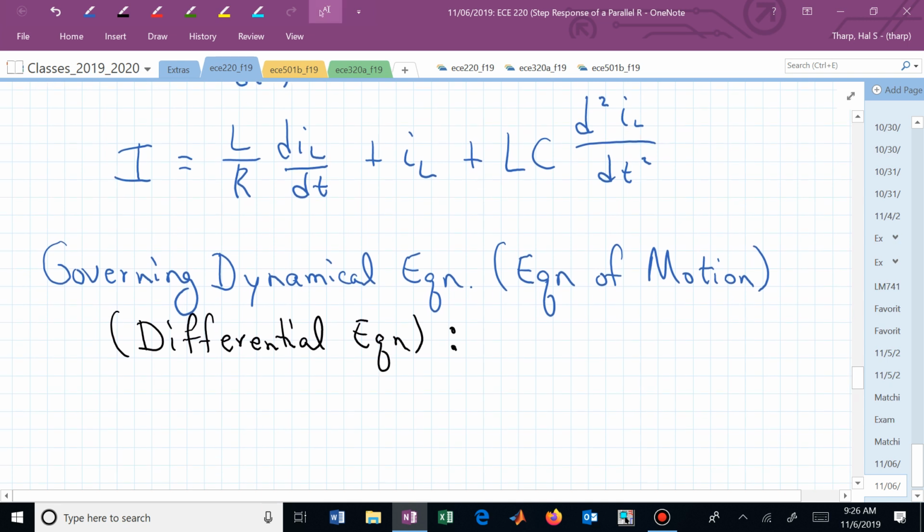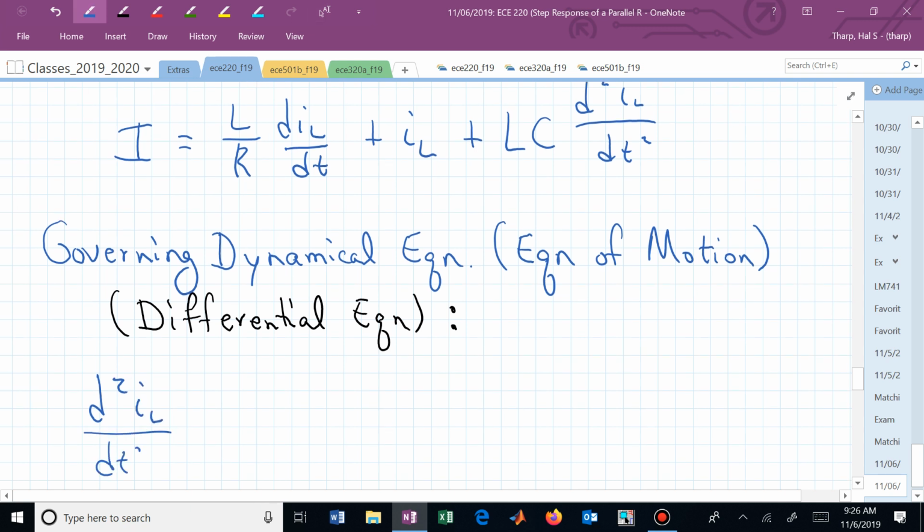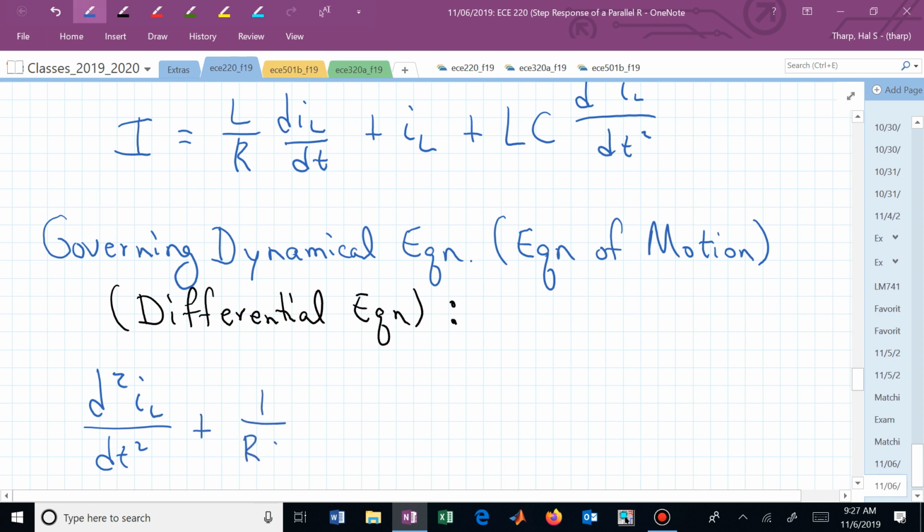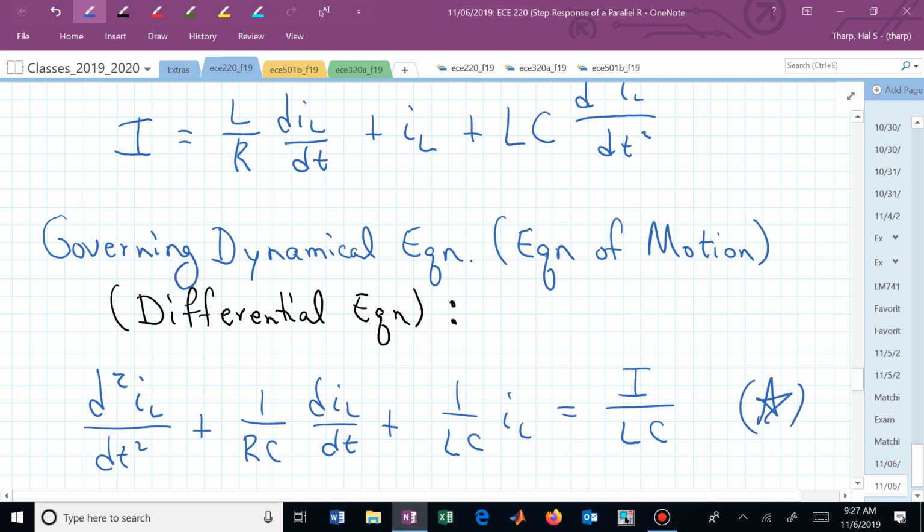Doing that and putting the highest derivatives on the left, we end up with the second derivative of I sub L with respect to time, plus L over R divided by LC gives us 1 over RC, first derivative, plus 1 over LC I sub L, and that's equal to I divided by LC. And I might refer back to that equation, so I'm going to call that equation star.